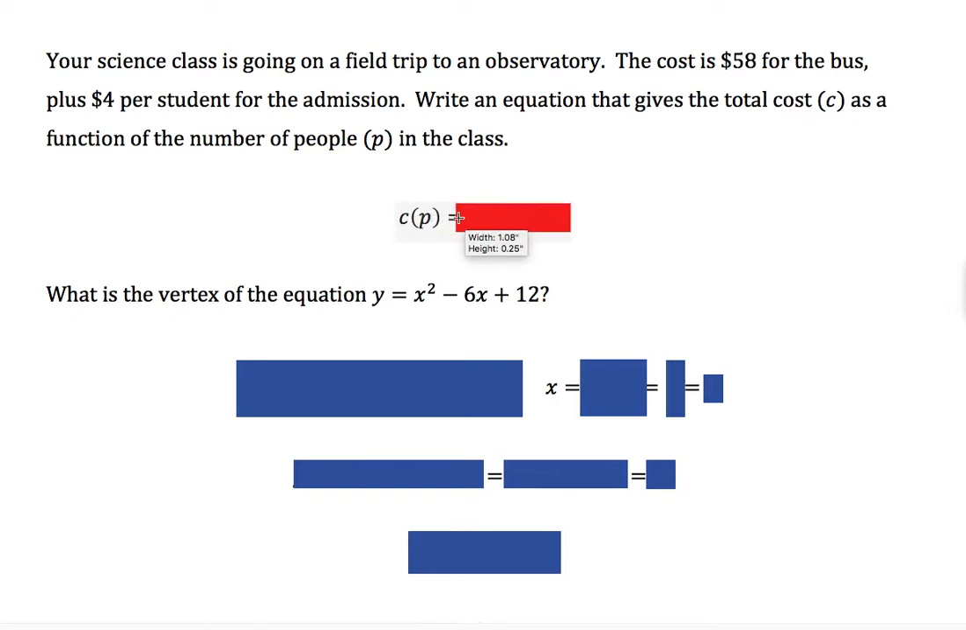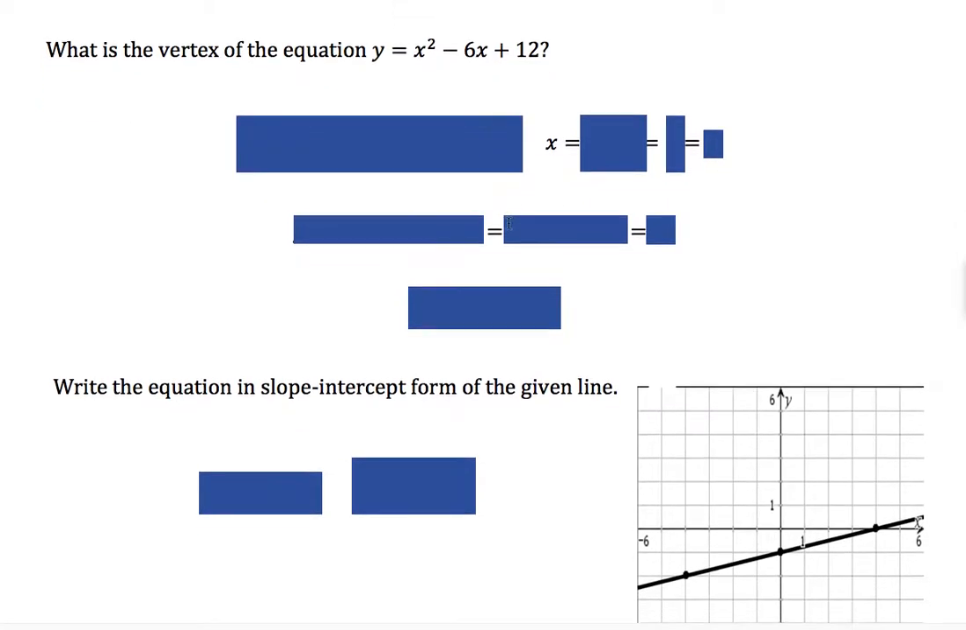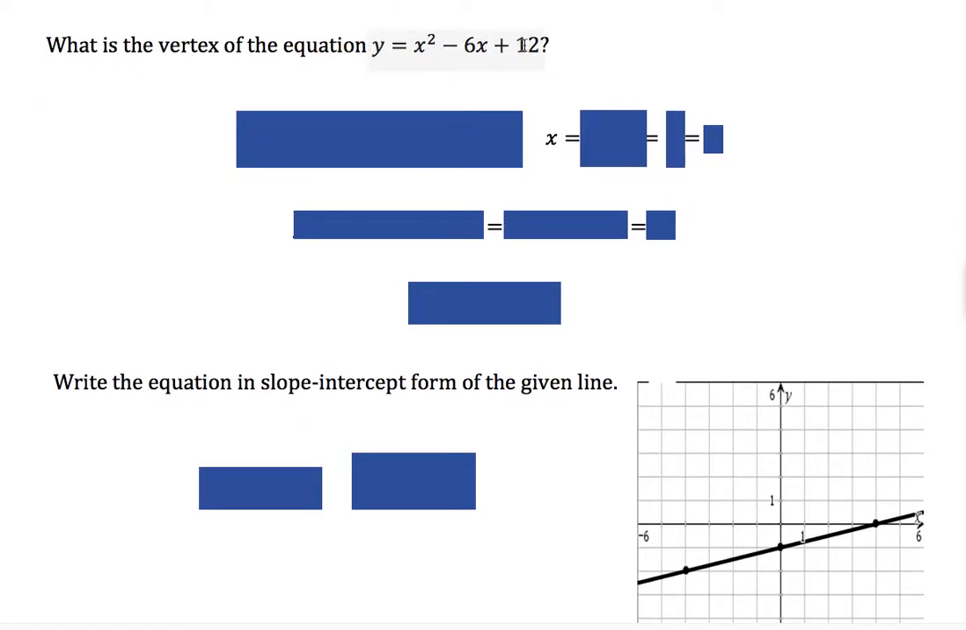And the equation will be the cost of the bus, so the plus $58 plus $4 per student, so that's going to be the number of people going is my p-value, so it's going to be 4 times p. Okay, what is the vertex of this equation?